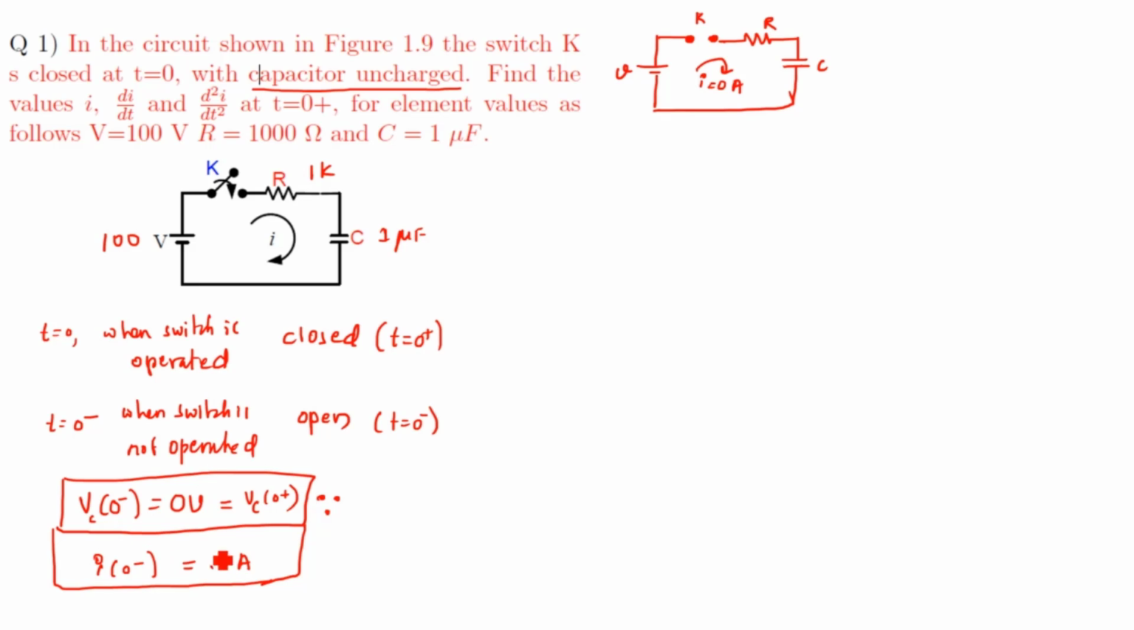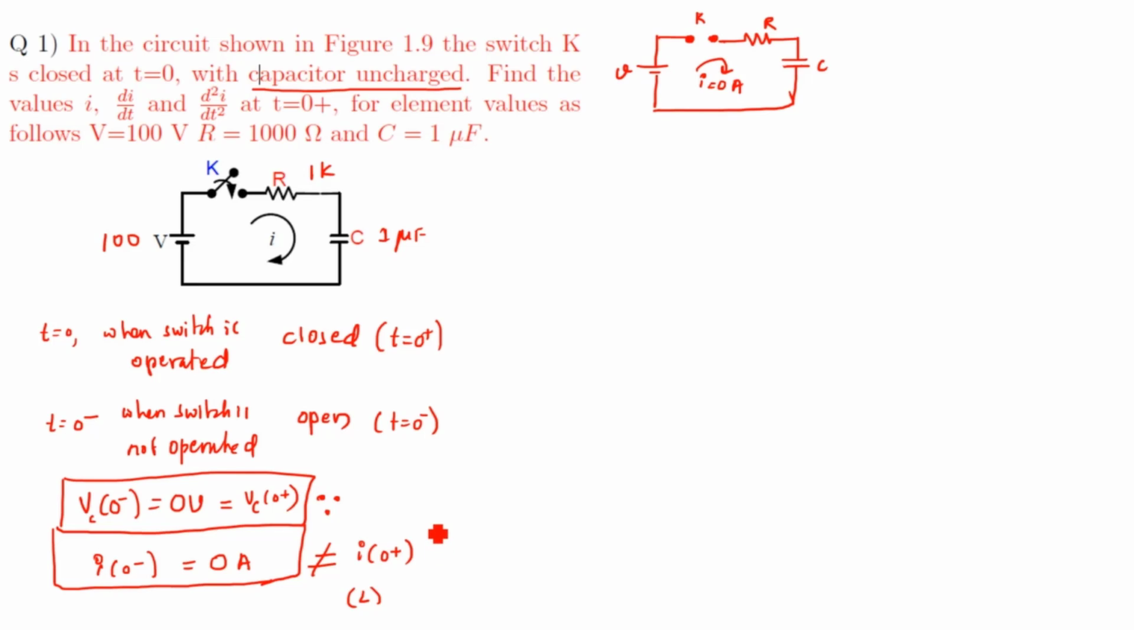Now, but it is not equal to I0 plus because we don't find any inductor here. I0 plus equals I0 minus only in the case of an inductor. So I0 minus equals 0 amperes, but it is not equal to I0 plus.